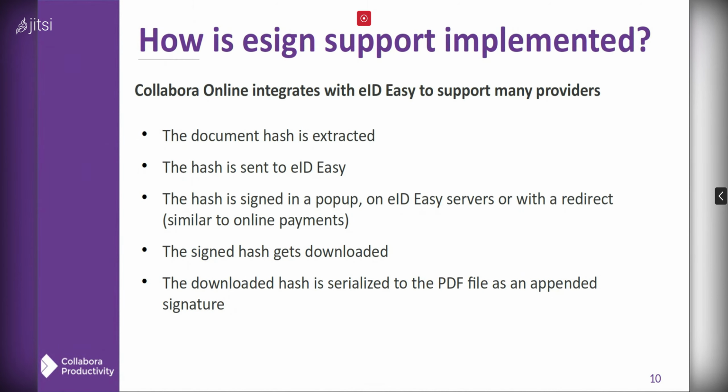And then we can download the signed hash from eID, and we send the downloaded hash to core, and core can replay exactly the same signing procedure. But this time we don't really care what was the calculated hash. We won't create this signature blob. Instead, we will just work with what was provided by the external signing, and then we will serialize that into the PDF file.